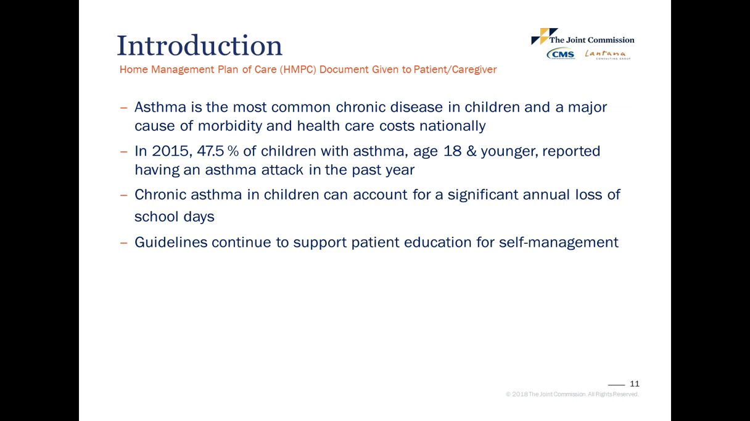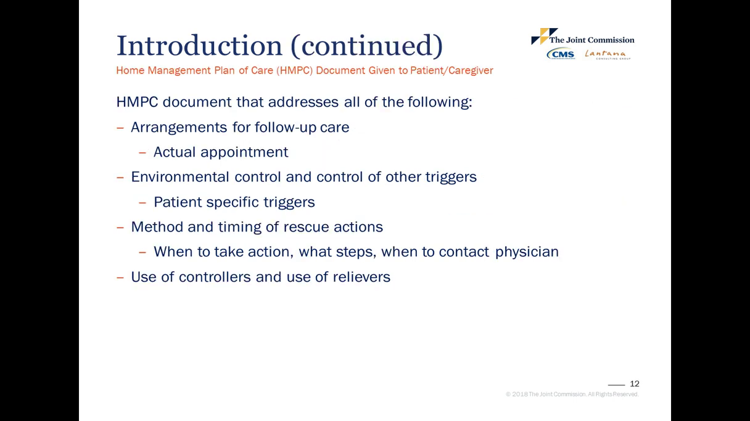Asthma is the most common chronic disease in children and a major cause of morbidity and healthcare costs nationally. In 2015, almost 50% of the children with asthma, age 18 and younger, reported having an asthma attack within the last year. Chronic asthma in children accounts for a significant annual loss of school days and subsequent annual loss of work days on the part of their parents. The guidelines continue to support patient education for the self-management of asthma.